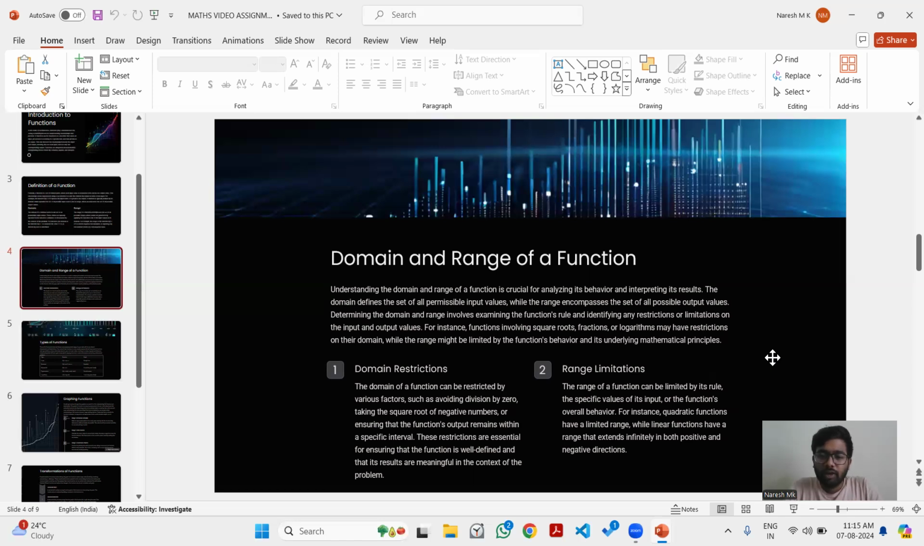The range of a function can be limited by its rule, the specified values of input, or the function's overall behavior. For instance, a quadratic function has a limited range, while a linear function has a range that extends infinitely in both positive and negative directions.